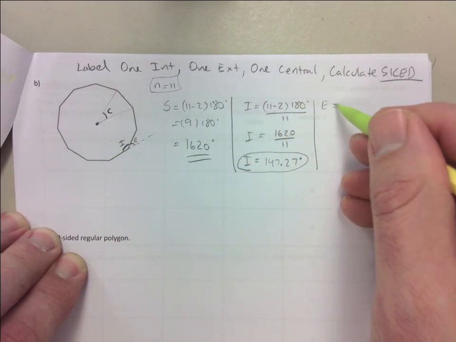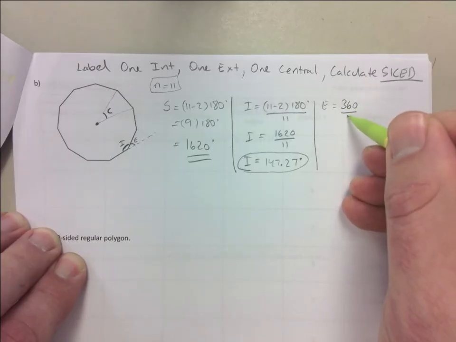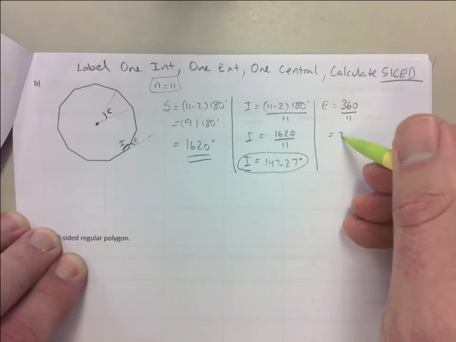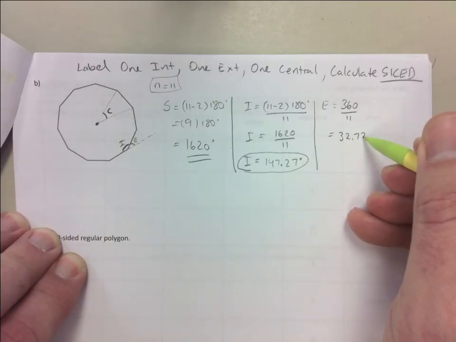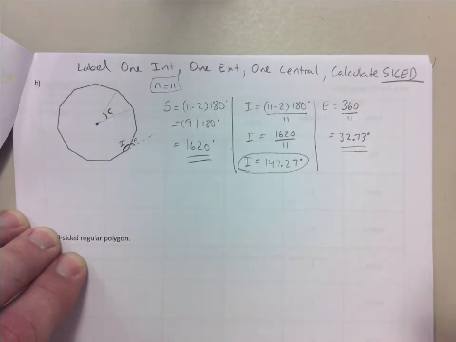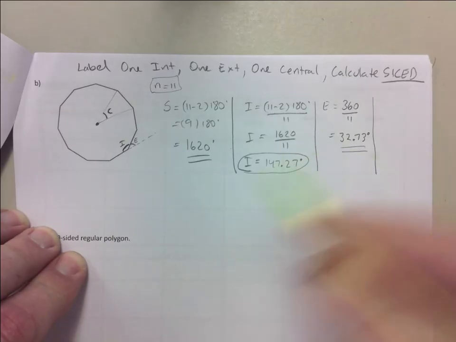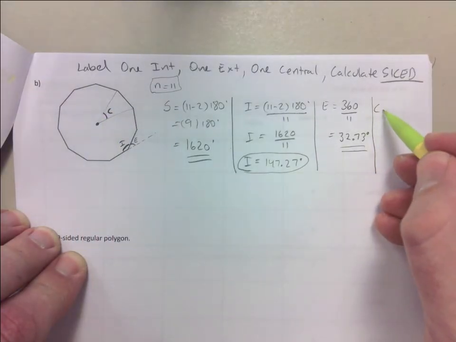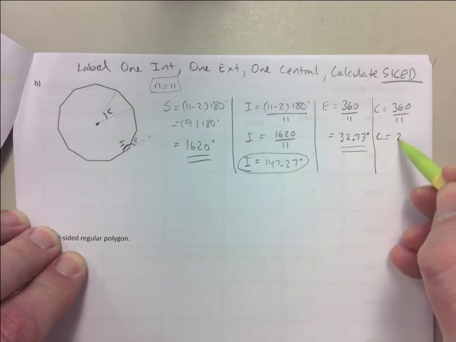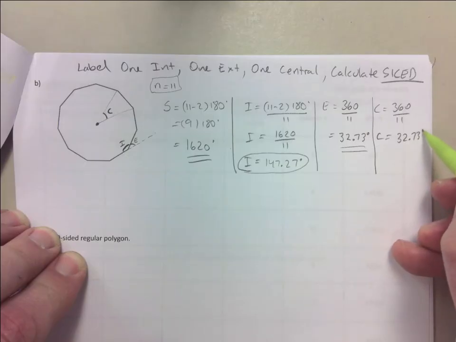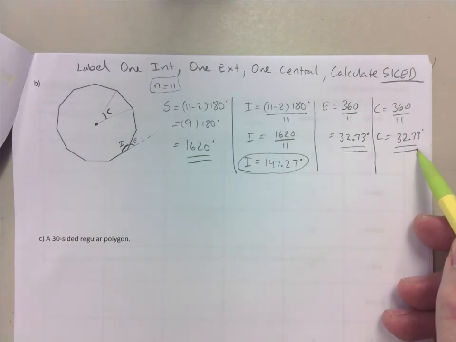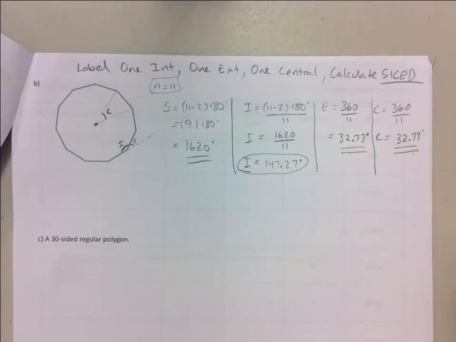Exterior angle is simply 360 divided by n. So that would be 32.73 degrees. Don't forget the degree symbol if you want to get full marks. Central angle, one of these, is calculated the same way. Someone just asked me, are they always going to be the same? If it's a regular polygon, yes. They are always going to be the same.